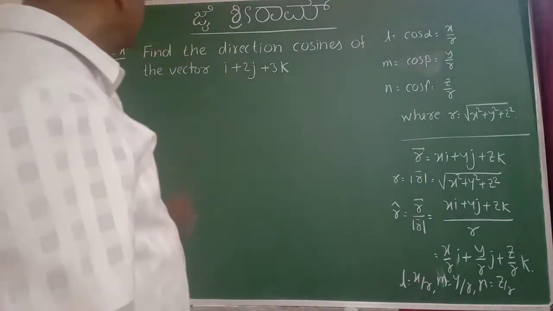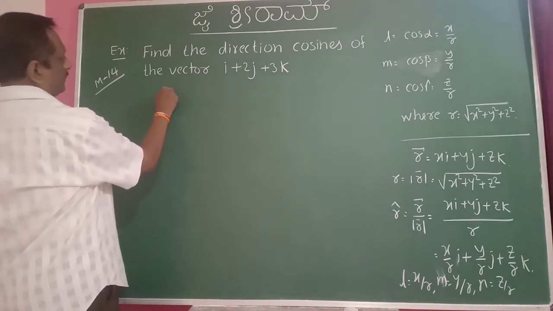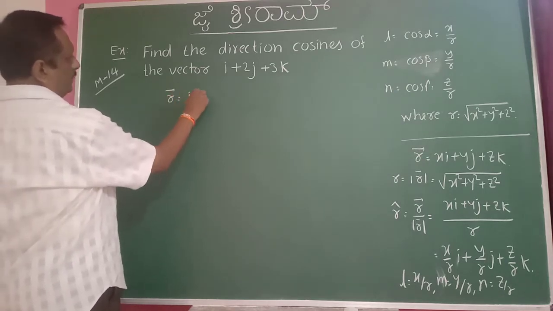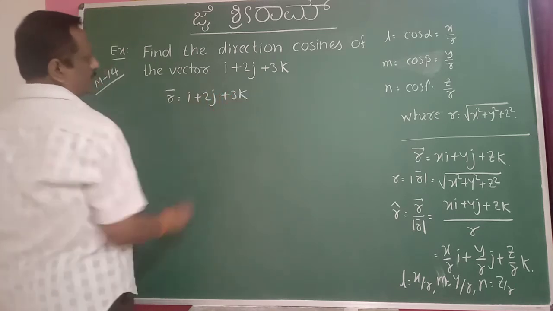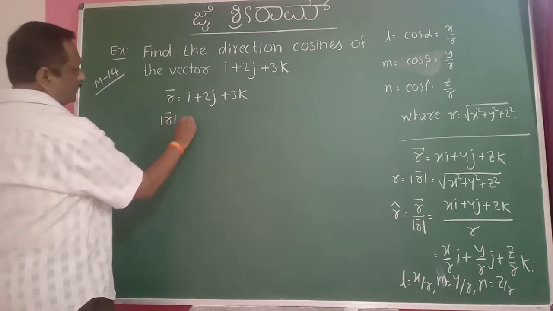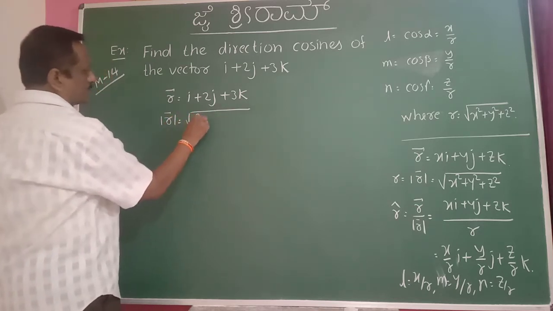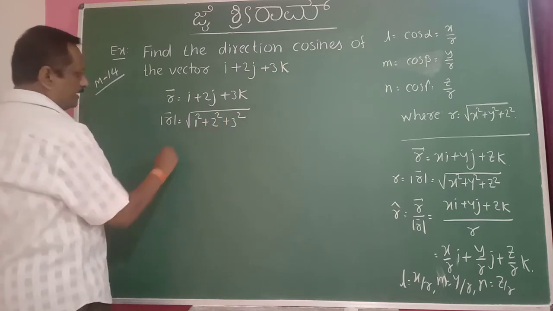In this case, this is the given vector, so r bar is equal to i plus 2j plus 3k. Then find its modulus. The modulus of r bar is the root of 1 squared plus 2 squared plus 3 squared.